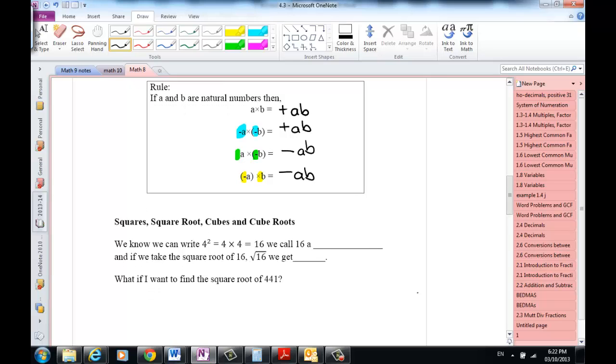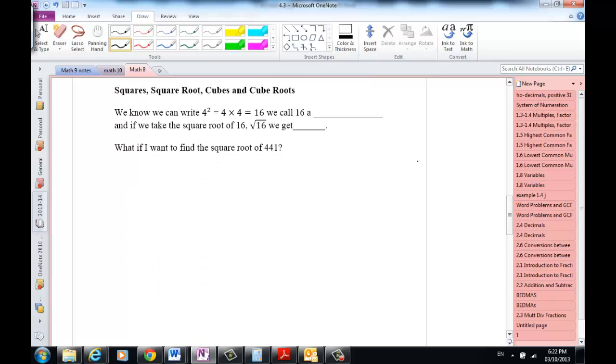Alright, so we're going to move into a little bit of a different direction. We want to look at squares, square roots, cubes, and cube roots. So just starting off, we know that we can write 4 squared as 4 multiplied by 4, which is also equal to 16. Because 16 can be written as 4 to the power of 2, so it's 4 multiplied by 4, so it's the number multiplied by itself 2 times, we call it a perfect square.